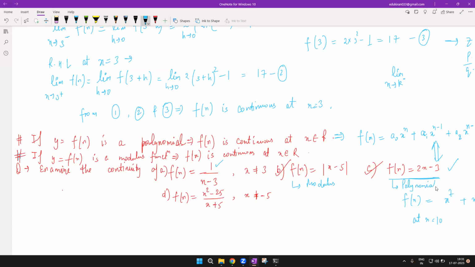Now the problem arises if you say 1 upon mod x minus 5, then that is surely a problem because there is something in the denominator and that denominator will make it discontinuous. Because the denominator can never be 0, and there will be a point where the denominator is 0. What is that? x is equal to 5. So that condition says that your function is not defined at x is equal to 5, and that is why it will be discontinuous at x is equal to 5.